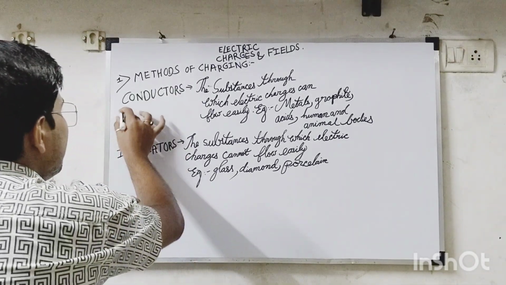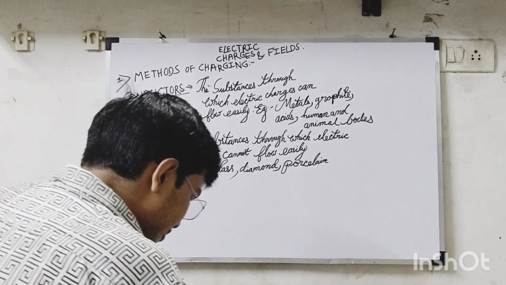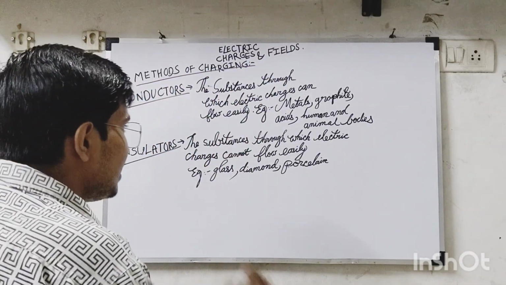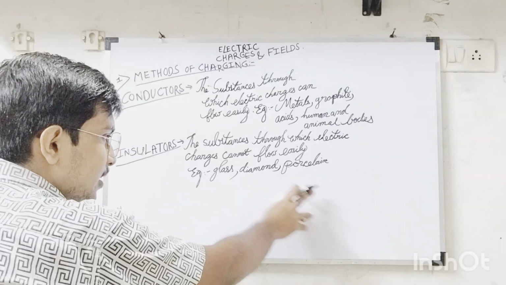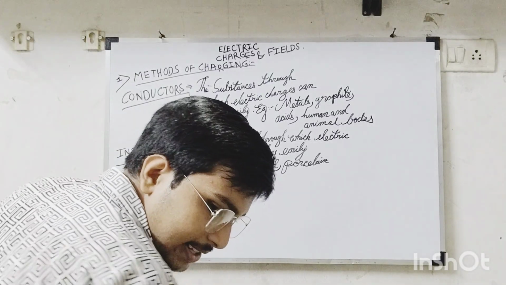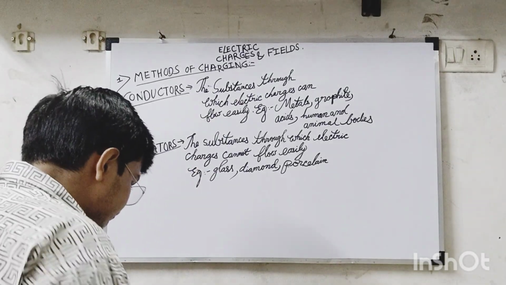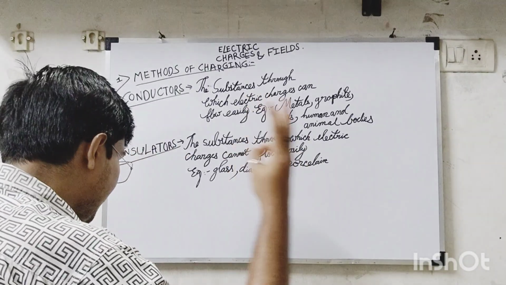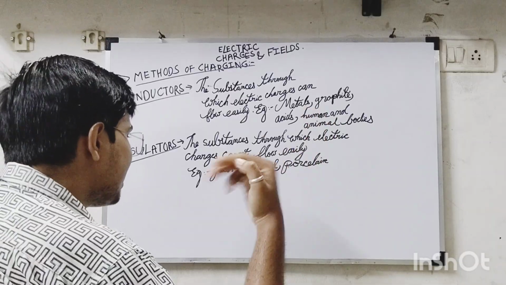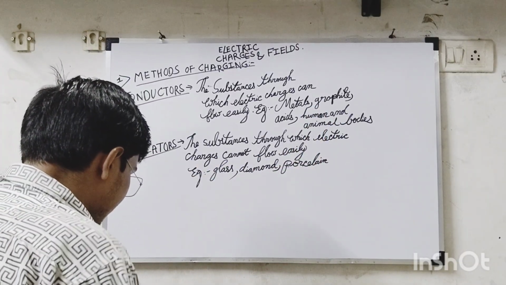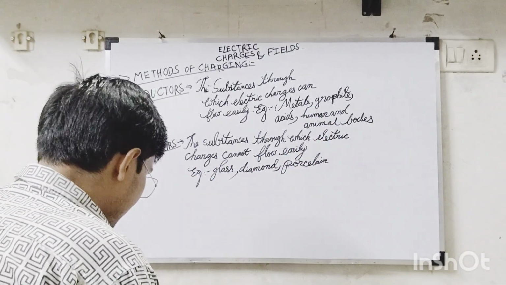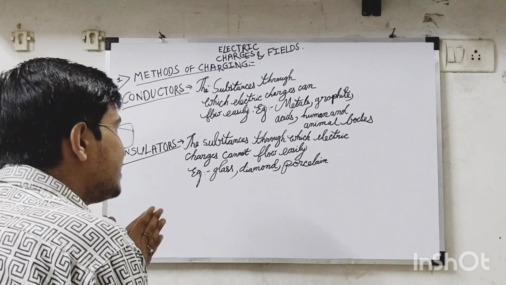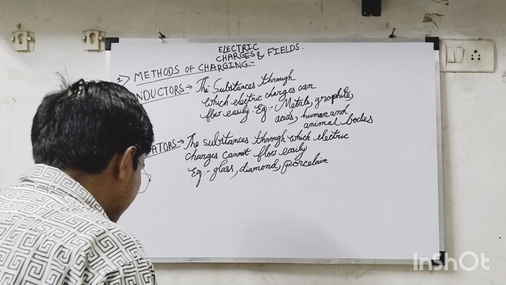Okay, so conductors and insulators we have completed. Now we come to the part that is methods of charging. For that, please write it down. Mainly, there are three methods of charging a body. What are the three methods? Charging by rubbing or friction, charging by contact or conduction, and charging by induction. These are the three methods of charging.